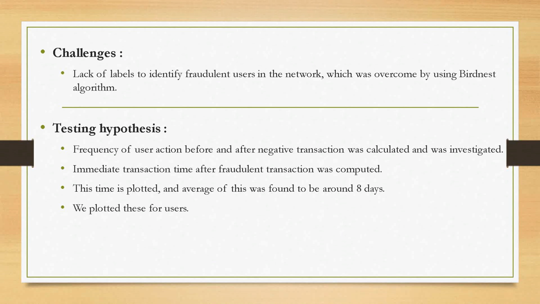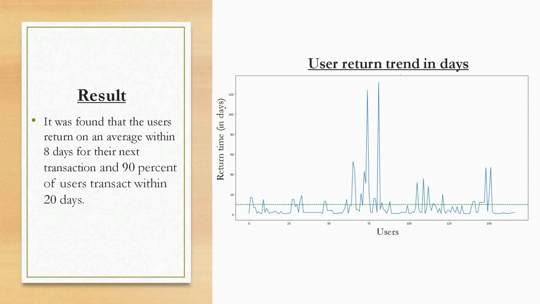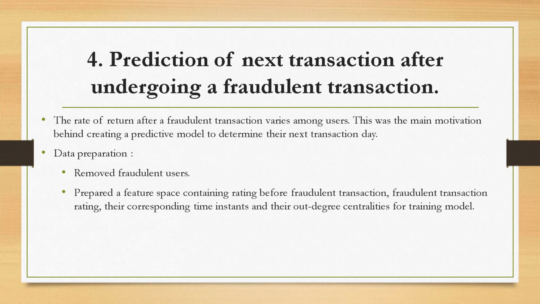It was found that Bitcoin users, after undergoing a fraudulent transaction, do not lose trust in it and may even return within an average of 8 days. Though the average user return was 8 days, the rate of return after a fraudulent transaction varied among users. This was the motivation for us to create a predictive model to determine their next transaction date.